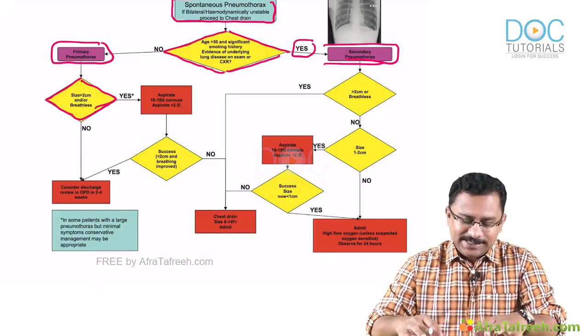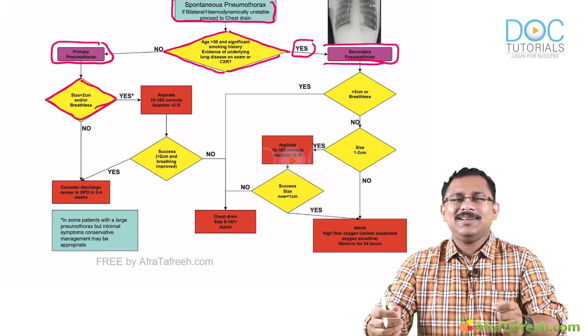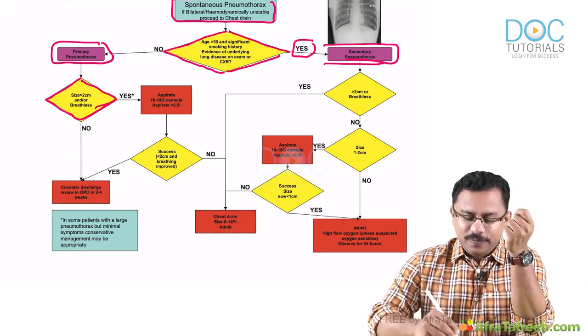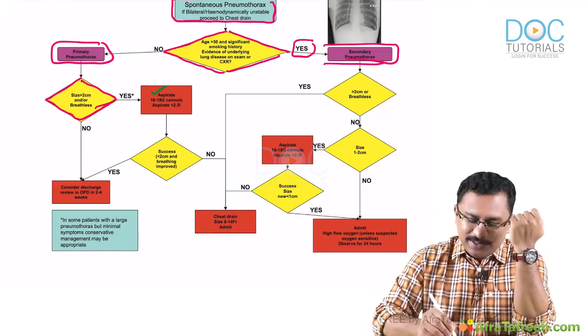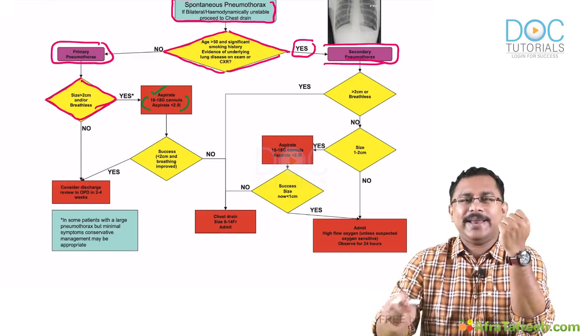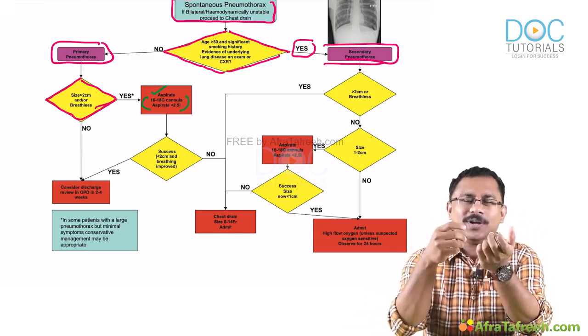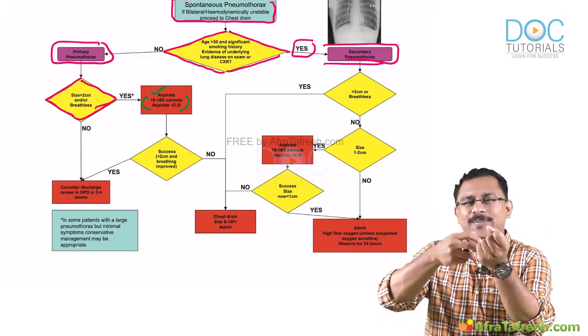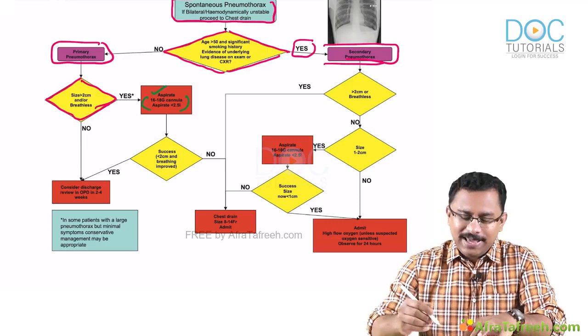If the size is large, if it is more than 2 centimeter, then what you should do is go for an aspirate. Now, what do I mean by aspirate? You are using a 16 to 18 gauge cannula, and you are inserting a cannula and also putting a 50 ml syringe, and you are trying to aspirate the air. That is what you call the aspiration.